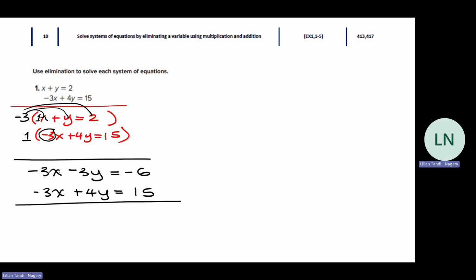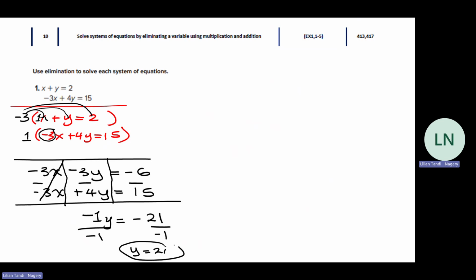Okay. Now, what do you notice? Same number, same letter. So now you can make your houses. What are you going to do? Because they are the same, you're going to subtract. This becomes 0. Negative 3 minus positive 4 is negative 1y. Negative 6 minus 15 is negative 21. Then you're going to divide both sides by negative 1. You're going to get y is 21. You're going to circle it.